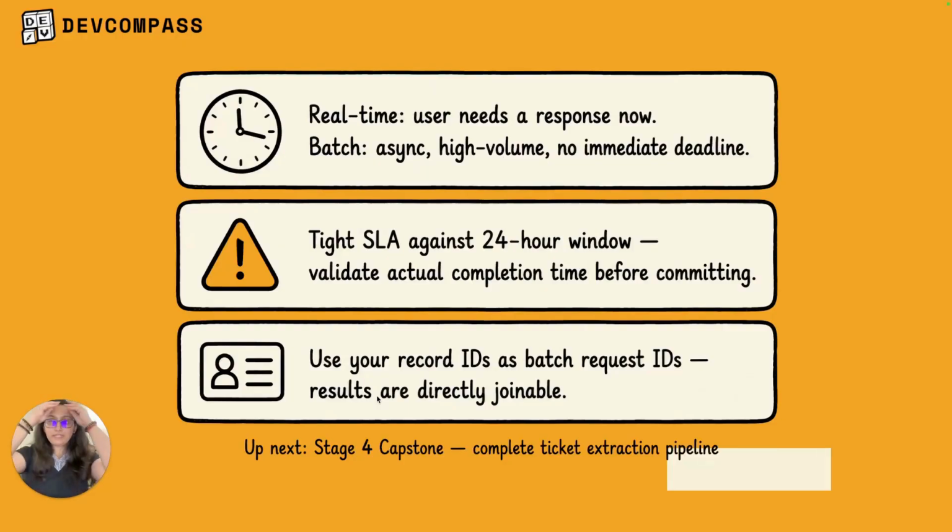Okay, let's do a quick summary. Real-time, user needs a response now. Batch, async, high value, no immediate deadline. Tight SLA against a 24-hour window, so validate actual completion time before committing. Third, use your record IDs as batch request IDs so that the results are directly joinable. That was it for stage 4.